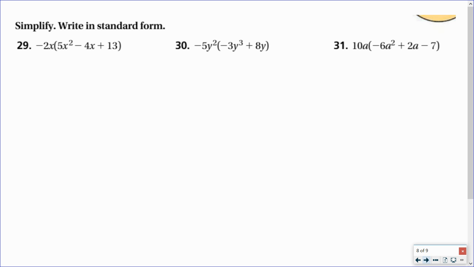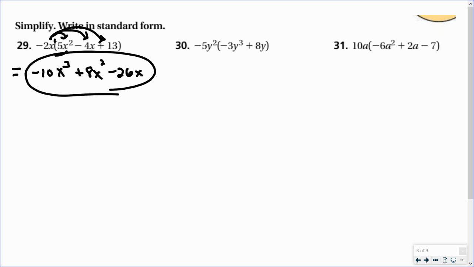All right, now we're stepping into the big leagues. We're going to have a little bit more going on here. So, still a monomial, but this is a trinomial, so negative 2 times this. Multiply the numbers, negative 2 times 5 is negative 10. And then add the exponents. x to the first, x to the second is x to the third. Multiply the coefficients. Negative 2 times negative 4 is positive 8. Add the exponents, x to the second. Multiply the coefficients. Negative 2 times 13 is negative 26. The variable comes along.